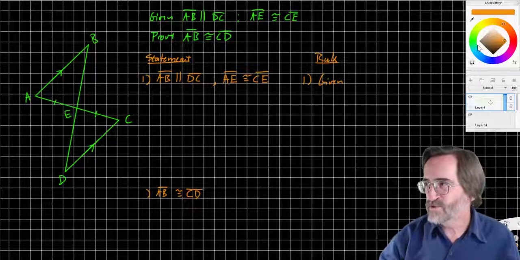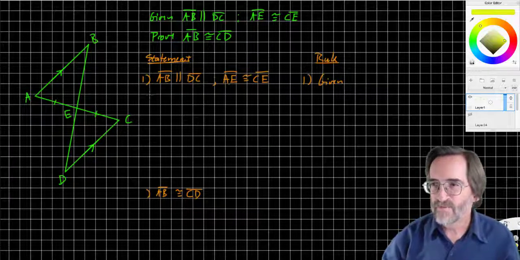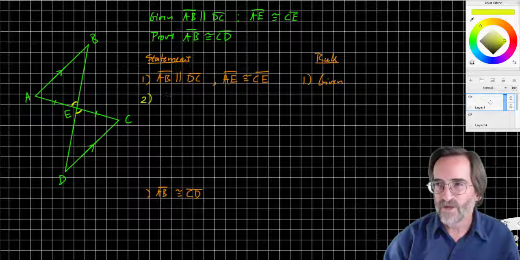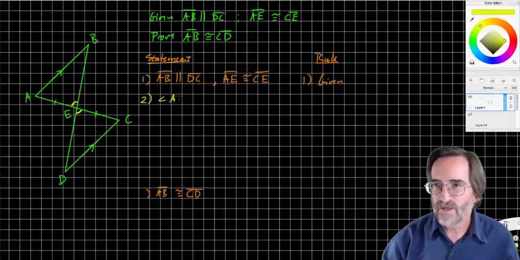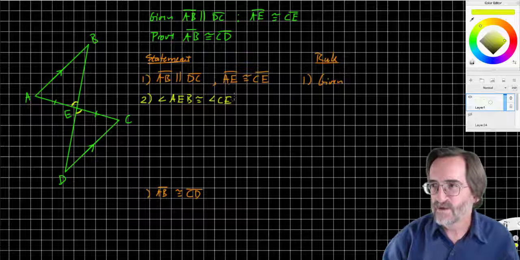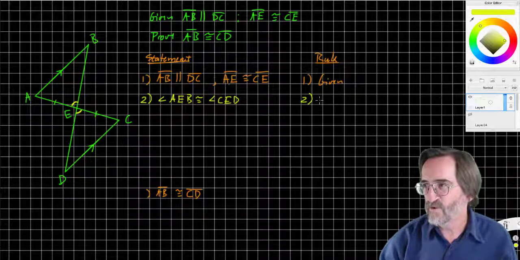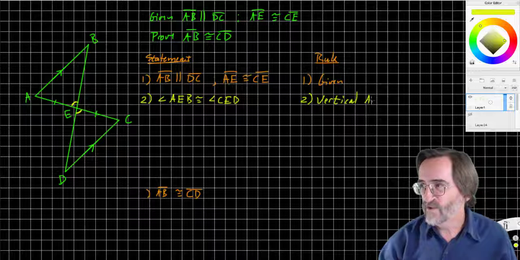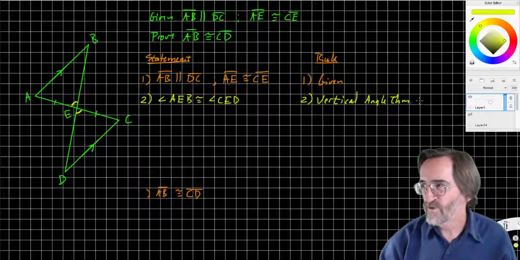All right, that said, let's go ahead and do this. There's a couple of things I know right off. Statement 2, just thinking about this. You look for bow ties, Siamese twins, and lo and behold, there's a bow tie, right? Vertical angles. So angle AEB is congruent to angle CED by the vertical angle theorem. Vertical angles are congruent. Don't call them opposite angles. They are not opposite angles. Opposite angles refer to a different kind of angle that we're going to deal with when we get to quadrilaterals next semester. Vertical angle theorem is the name of the rule.